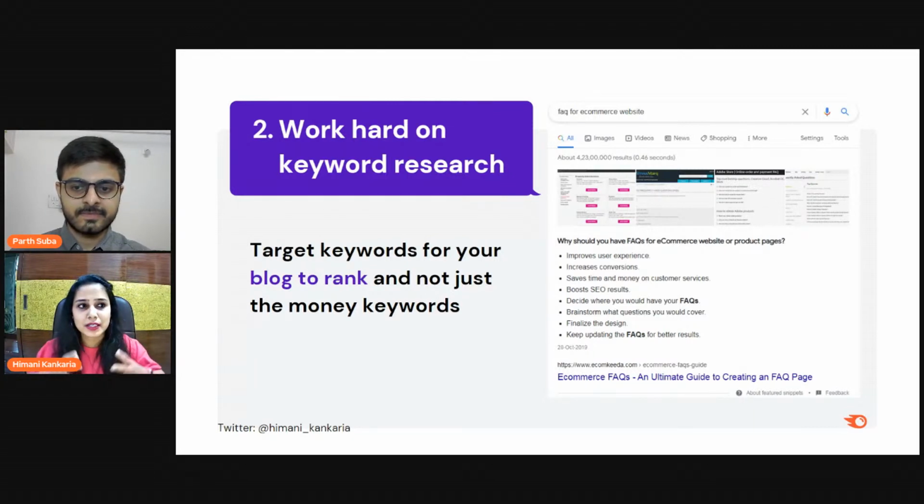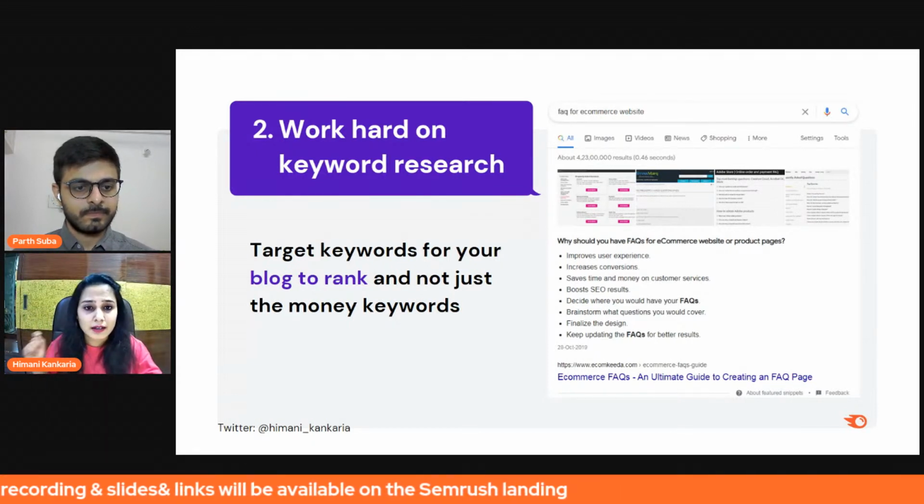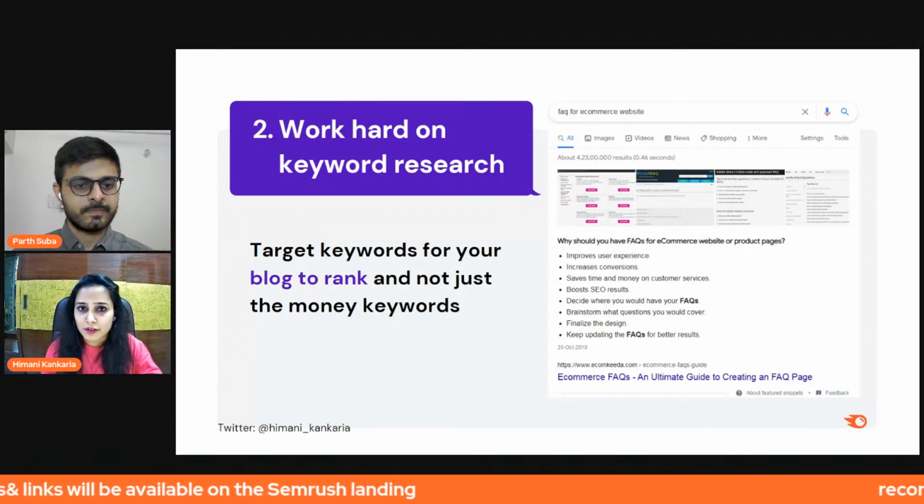So when a person searches for a blog, for such informational queries on Google, they are not looking for services all the time. So we have to understand the intent, and for that we also need to do really rigorous keyword research, which most of the time we take really lightly. So we need to target keywords for your blog to rank first, and then the money keywords, right?